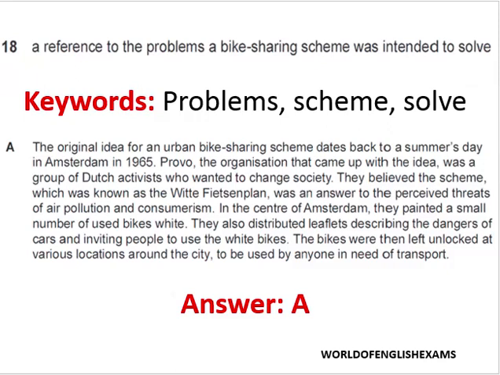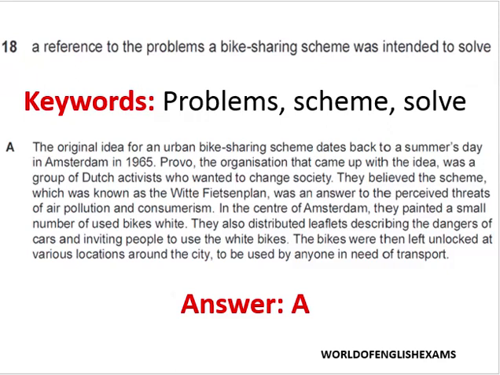Let's read this paragraph. The original idea for an urban bike sharing scheme dates back to a summer day in Amsterdam in 1965. Provo, the organization that came up with this idea, was a group of Dutch activists who wanted to change the society. Wow. So a group of Dutch activists wanted to change the society with this plan, with this scheme. They believed the scheme, which was known as the White Bicycle Plan, was the answer. Was the answer is nothing but solution. Are we getting to the context, guys? Yes. So was the answer to the perceived threats. So threats means problems of what? Air pollution and consumerism.